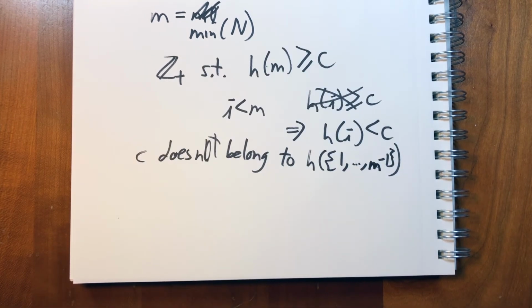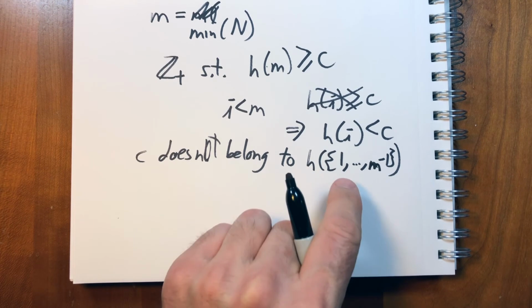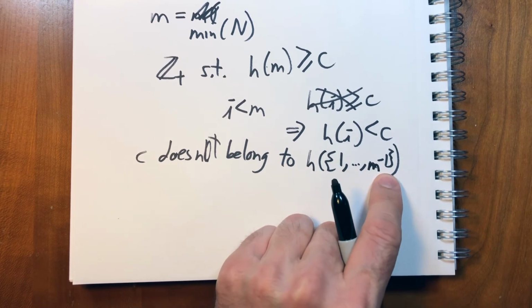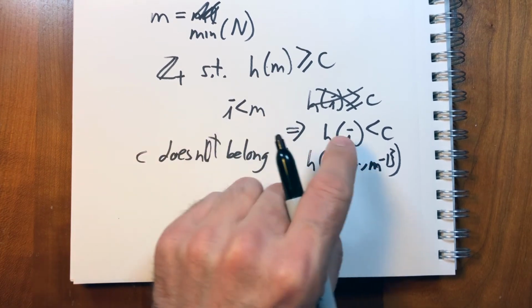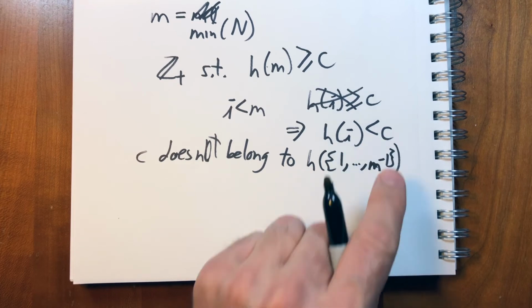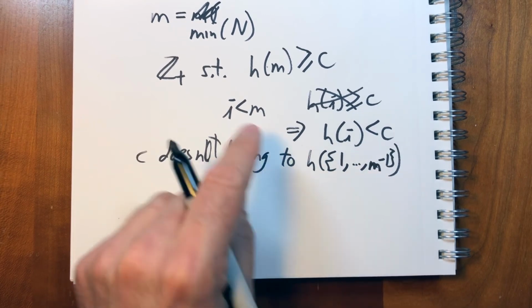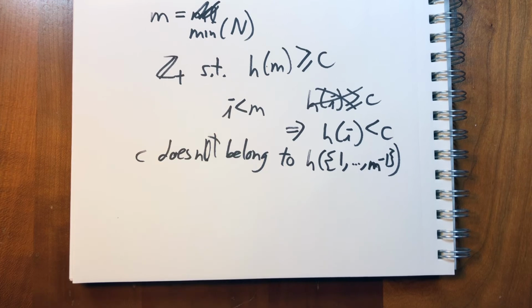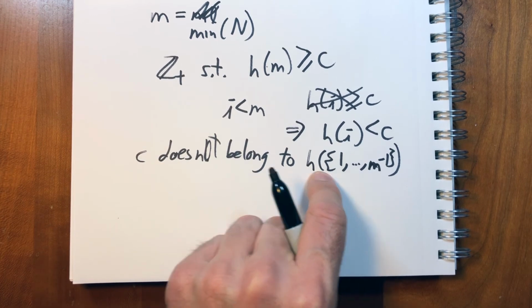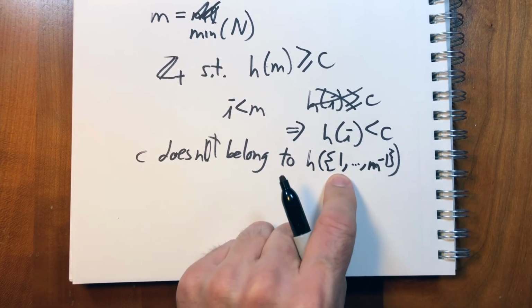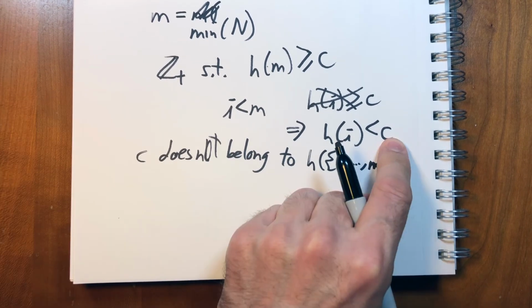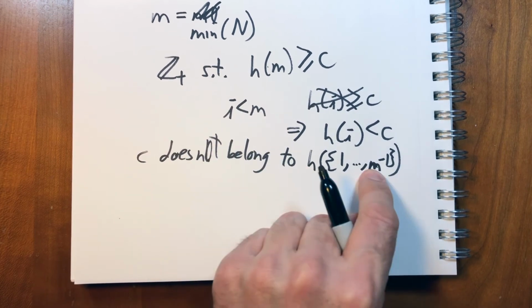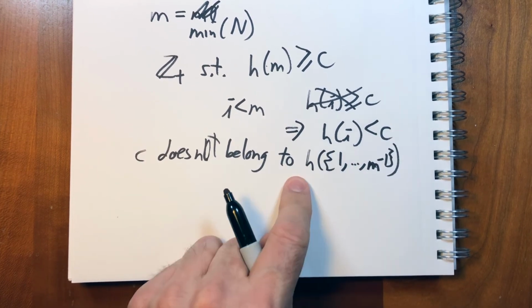So c doesn't belong to the image set of 1 to m minus 1. This is just a straightforward restatement of what we just said. Because for every i less than m, h of i is less than c. And i is in this because it's less than m, but then c can't be in the image set of 1 to m minus 1, because all of this set is less than c, because h of i for every element in here is less than c. So c can't be in this.